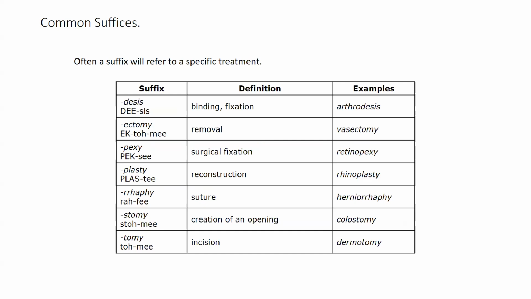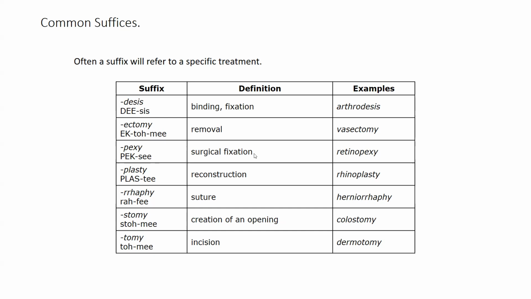An ectomy, as we talked about before, is a removal. Literally means to cut out. So a vasectomy would literally mean the removal of the vas deferens, which is a vessel that carries sperm. Unfortunately, in practice, as we'll see when we get to the reproductive chapter, you're not actually removing anything. All they do is they go in and they cut the vas deferens. They don't actually remove it. So that's kind of a bad example.